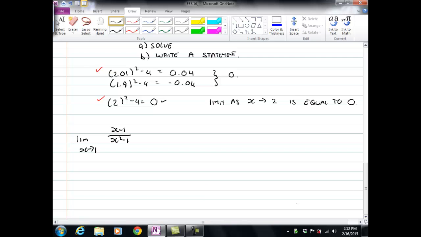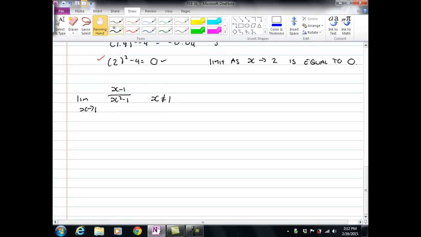In this question, you notice x cannot equal 1. I can't sub in 1. If you sub in 1, your calculator says undefined. So we're going to choose a number really, really close to 1. Some of you say that's probably 1.0001 minus 1 over 1.0001 squared minus 1. And no matter what you do, your answer should approach 0.5. That was my limit. That's easy.